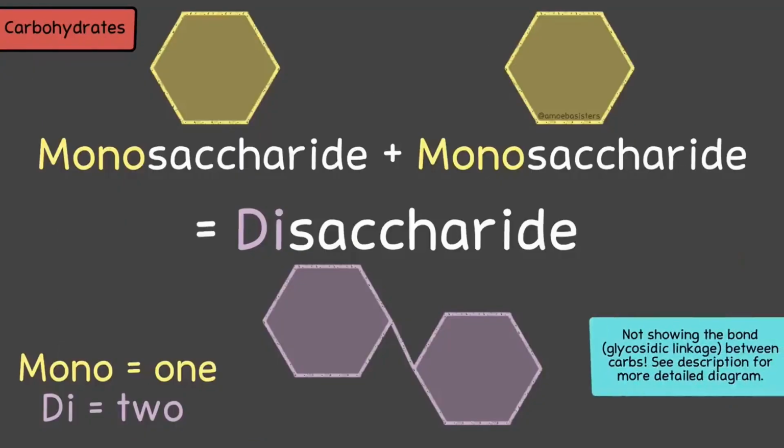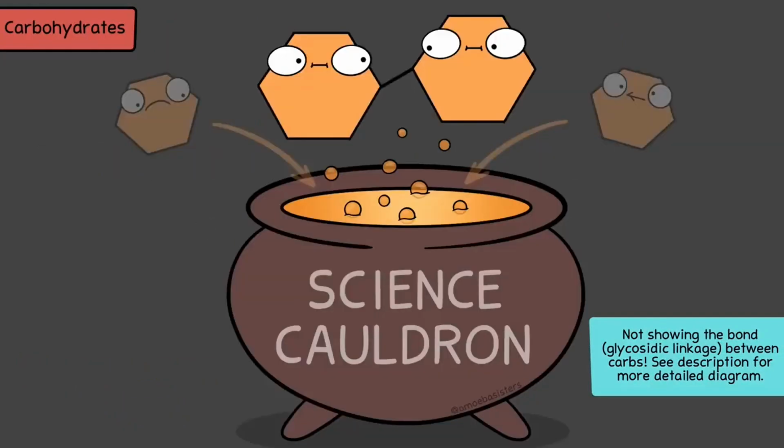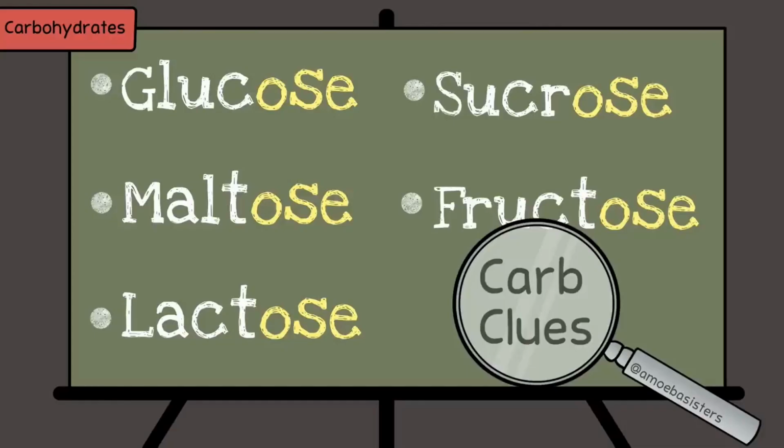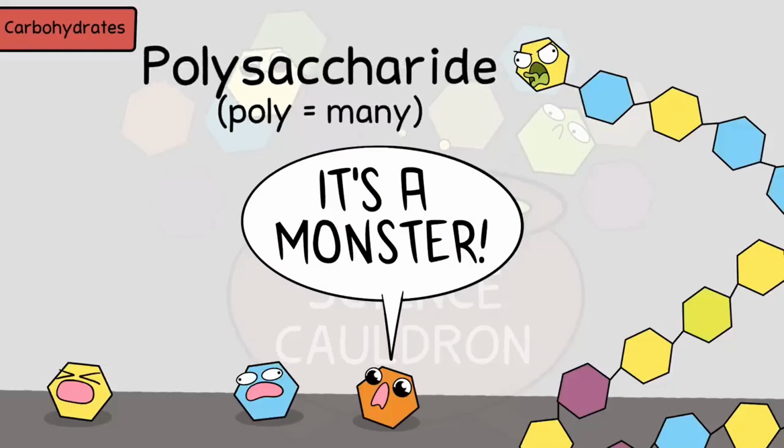If 2 monosaccharides, such as glucose, are combined, you get a disaccharide. For example, put these 2 glucose sugars together and you get the disaccharide maltose. By the way, a lot of sugars have that OSE ending: glucose, maltose, lactose, sucrose, fructose, I could go on. The ending OSE can be a carbohydrate clue. If you join a lot of monosaccharides together, that can combine to make a polysaccharide, a big carbohydrate.